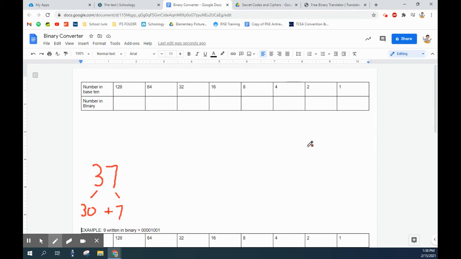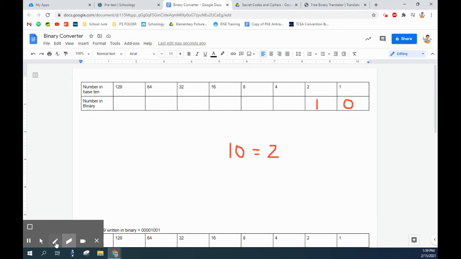is this kind of crazy thing. If I wanted to write the number 1 in binary, I would write a 1. If I wanted to write the number 2 in binary, I would write 1, 0. Wait, what? That's the number 10, Mr. Rainey. Not in binary. See, the kind of crazy thing about binary is each place value in binary is worth double the place value before it.